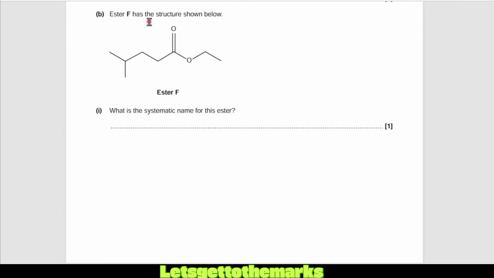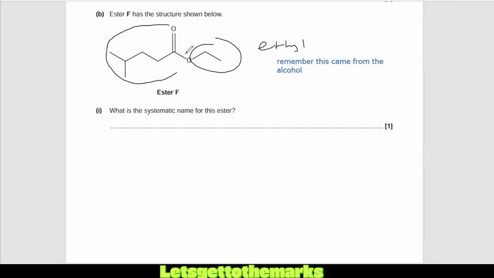Okay, ester F has the structure below. What is the systematic name for this ester? Why don't you pause the video, have a go at naming this one. All right, I'm going to go through the answers. So first of all, we can see it has an ethyl group coming off of the ester link. This normally comes from the alcohol. So remember, the first part of an ester's name comes from the alcohol, which forms the side chain after the ester link. And this is going to be the ethyl group here.